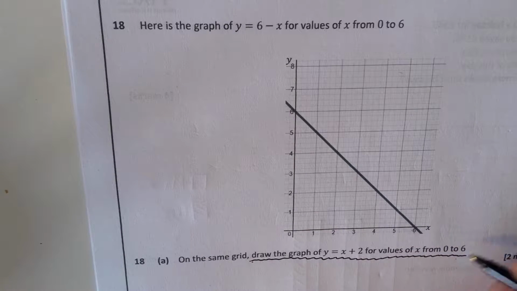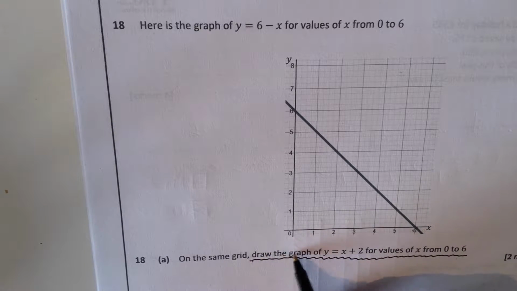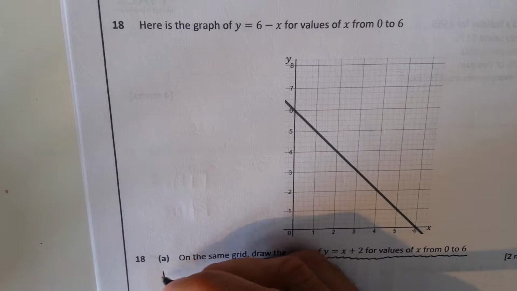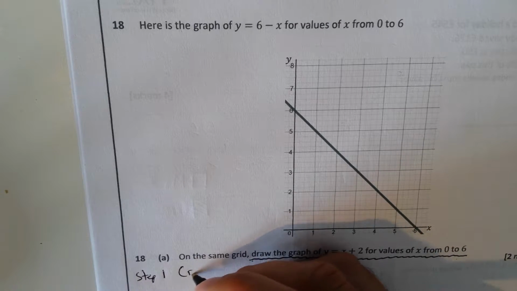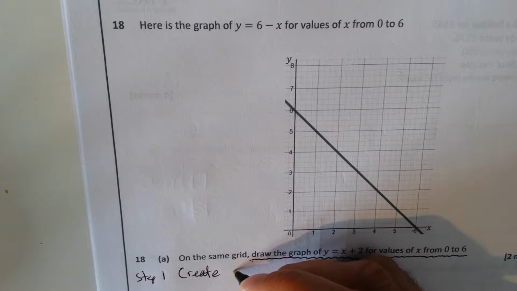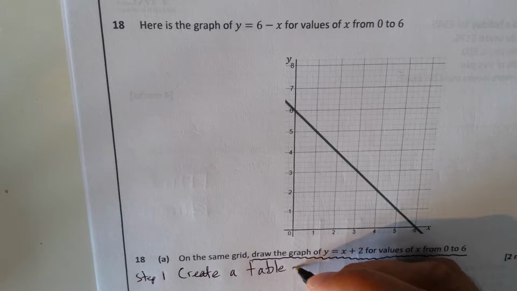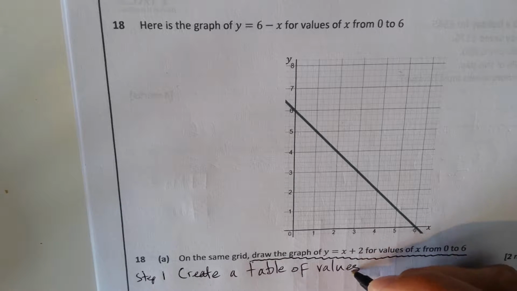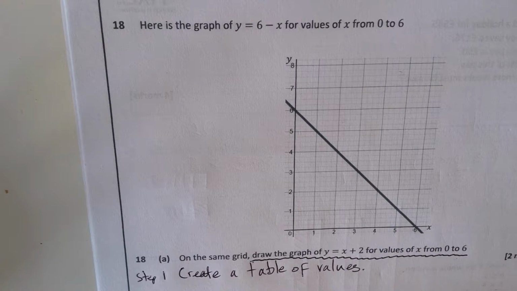It's a bit of a trick really, because there's something you have to do before you draw the graph. That means actually first, step 1 is create a table of values. Then we've got our coordinate points and we can do the rest.